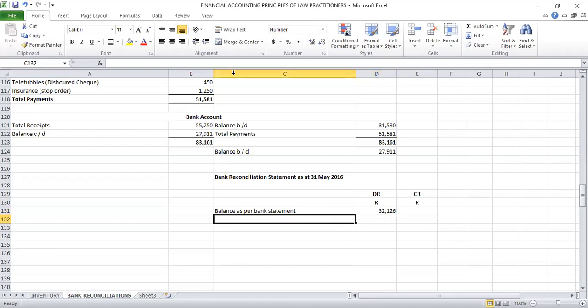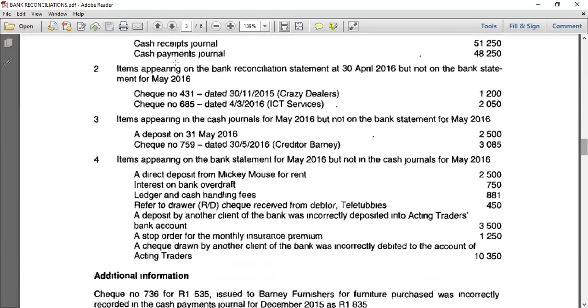Then we look at those transactions that are in the cash journals but not in our books. First of all, we had items appearing on the bank reconciliation statement at 30 April, but not on the bank statement. This one is still outstanding. So we record that one as an outstanding check.